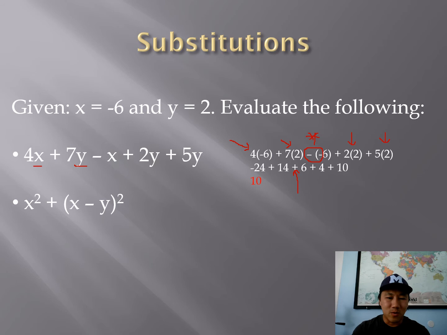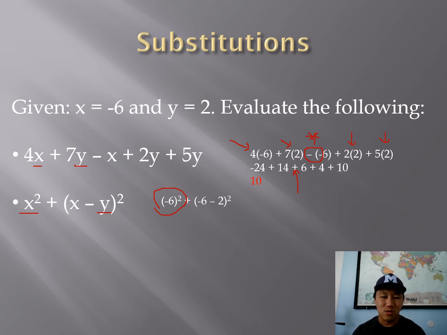This is an example where exponents are involved, but you still do it the same way. Whenever you see an x, you substitute in the -6, and wherever you see a y, you substitute in a 2. Make sure you put parentheses around it so that when you do -6 squared, if you forget to put parentheses in your calculator, it is not going to give you the correct answer. So make sure you're used to using parentheses.